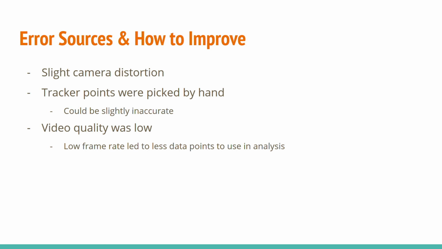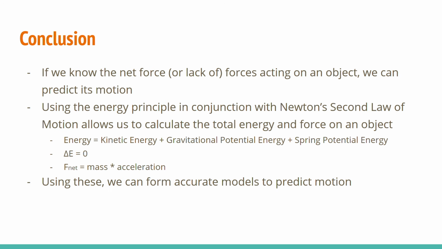Some error sources and how we can improve. There is slight camera distortion, which we can improve, but we can be aware of. The Tracker points were picked by hand, which could be slightly inaccurate, and the video quality was low, and this low frame rate might have led to inaccurate and fewer data points.